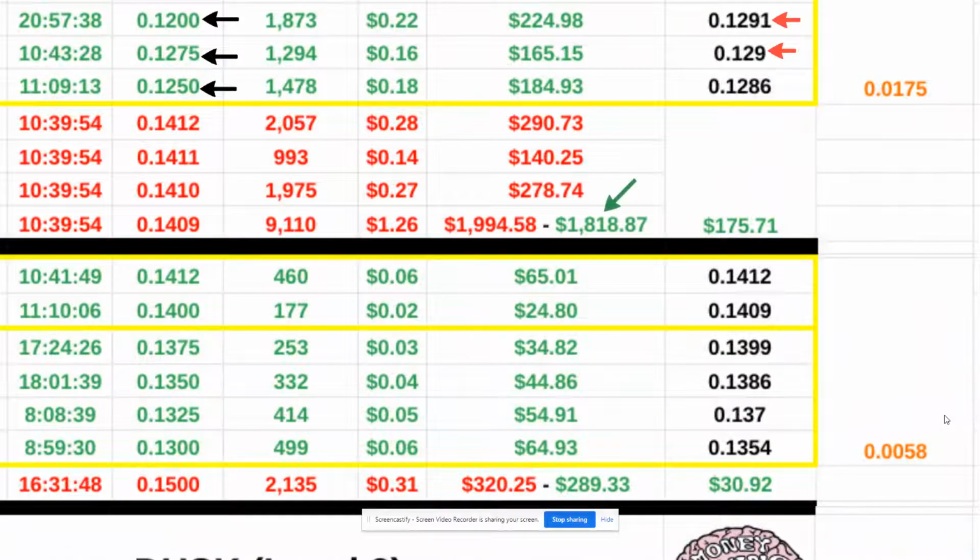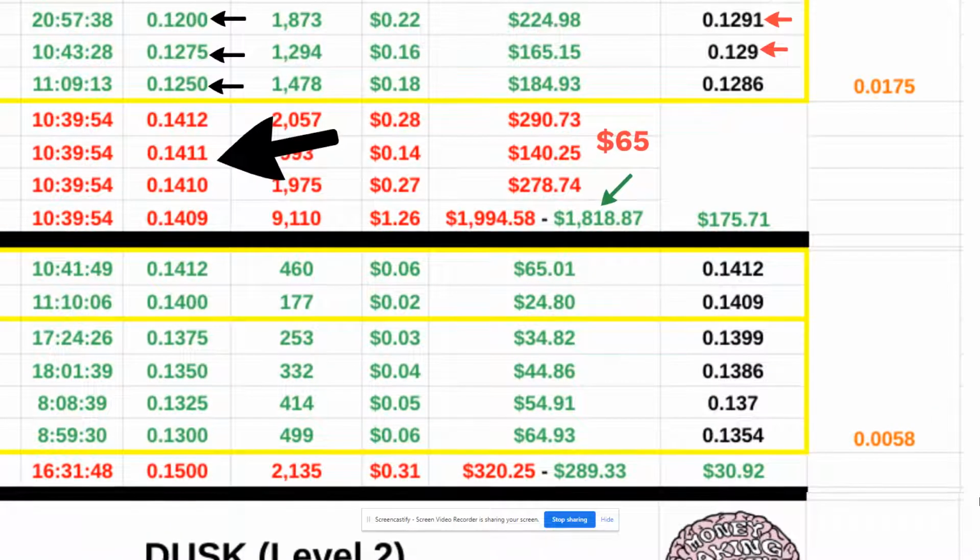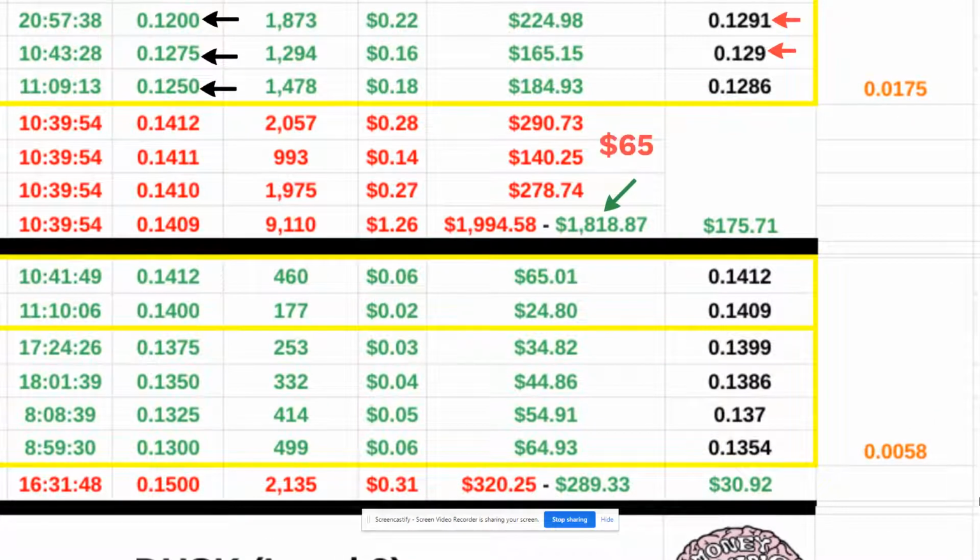Now, my first was only $65. Now I'm 1,800 in, and I end up selling around 14. But my break-even point was 1286. Using this strategy, I lowered it by almost 2 cents. I end up making $175.71 off this particular trade.